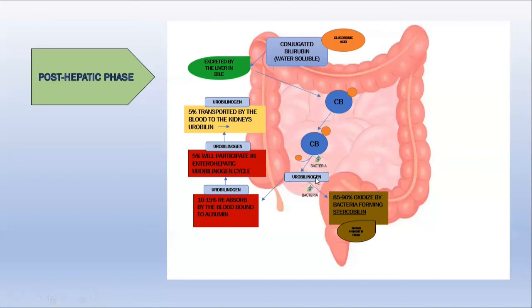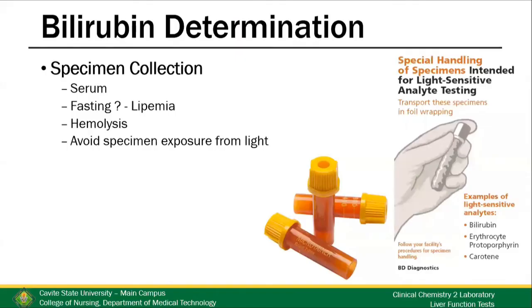Okay, remember, ang most of the urobilinogen is excreted in the body. 85 to 90% is excreted, forming stercobilin, which gives brown color in the feces. And then the small percentage will be reabsorbed by the body and will be reprocessed and will now be excreted in the urine, which gives its yellow color, the urobilin. Okay? Naiintindihan po ba ang ating fast track sa ating bilirubin metabolism?